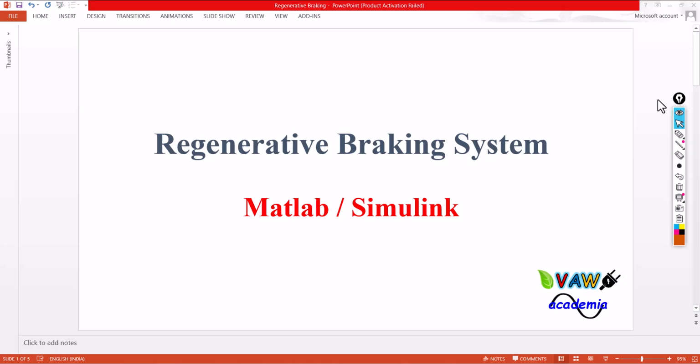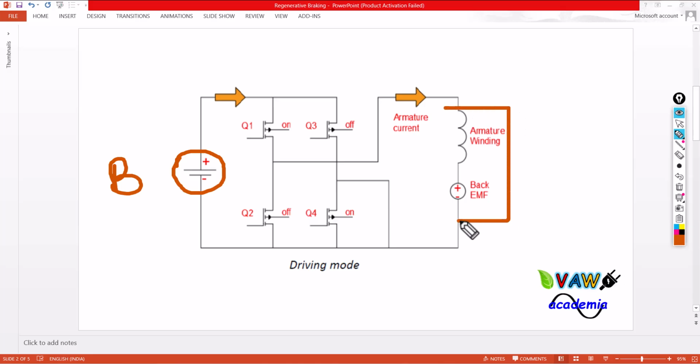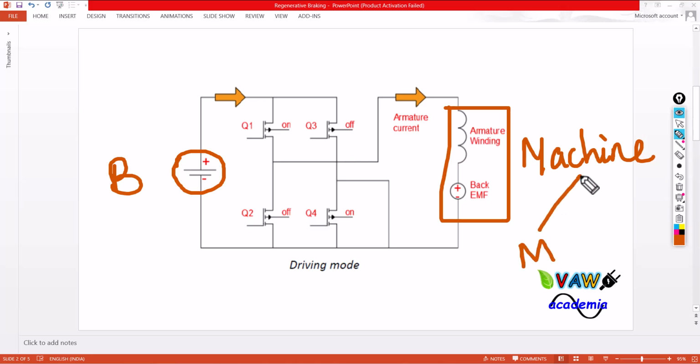Before we move on to the simulation, first we'll discuss how the regenerative braking system circuit actually works. Let me consider a simple circuit which contains 4 switches. This part is the battery, and the combination of armature winding and back EMF is considered as the machine. That means the machine works in both motoring mode as well as generating mode.